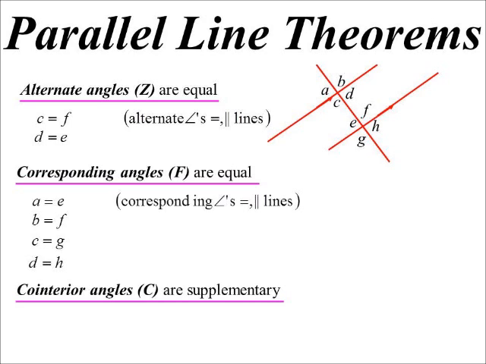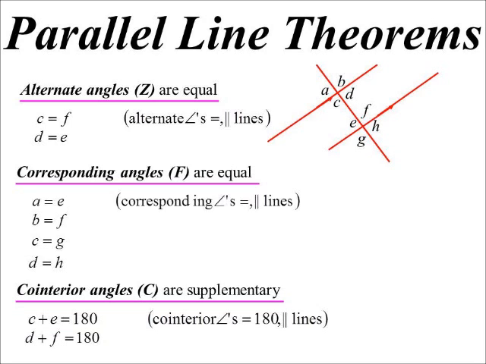That leaves us with the third type, co-interior. These ones aren't equal, of course, they're supplementary. I was always told they're the C ones, they make the letter C. Again, you could have a backwards C. So C plus E would be 180, D plus F. Co-interior, why?